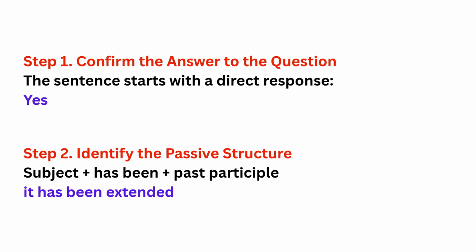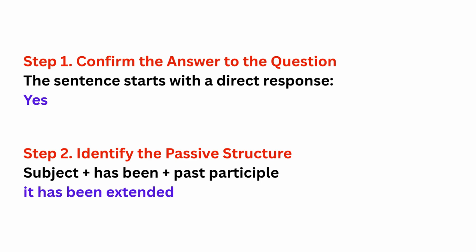Step 1. Confirm the answer to the question. The sentence begins with a direct response: "Yes." This immediately answers the question before giving any additional explanation. In conversations, it is very common to begin with a simple yes or no before providing more details.